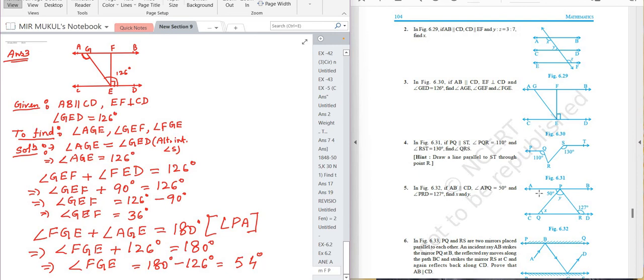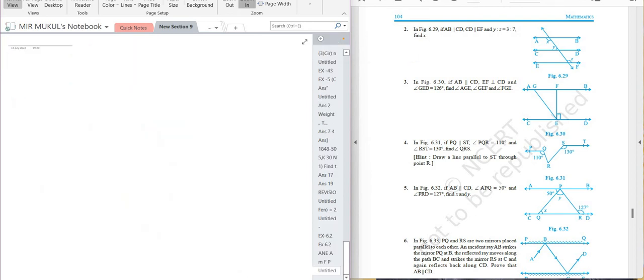So take a screenshot, and last one more question I am doing, that is question number 4. Yes, sir. Done. And two questions you will try, question number 5 and question number 6. Okay. Now answer 4.